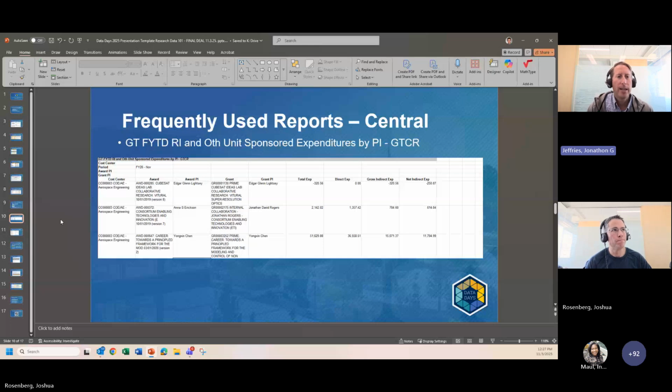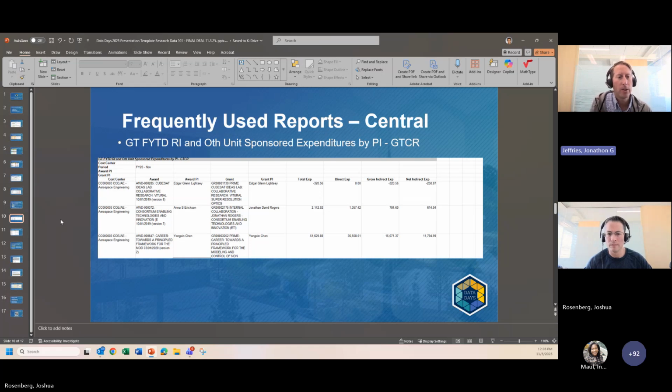So one of them is this GT fiscal year TD RI and other unit sponsor expenditure by PI. That is a mouthful. That is a long title. But where this can be useful is this is kind of summary level data. You can run this by call center. You can run this by period. You can pick an award PI or you can pick a grant PI.